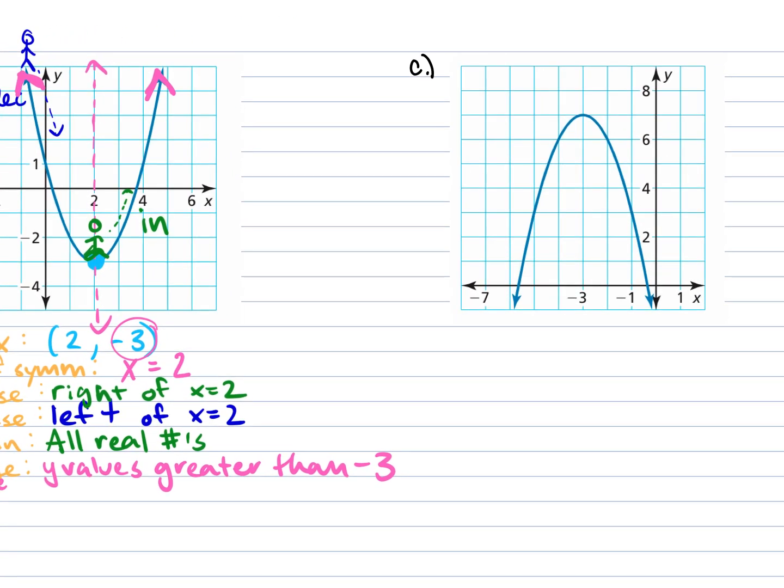We're going to do the same thing for C. So we're going to find all of those things again. We need to find our vertex, the axis of symmetry, we need to identify where we're increasing and decreasing, and the domain and range.